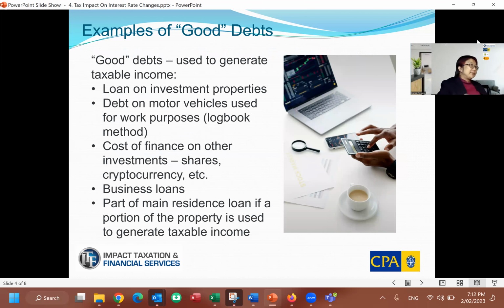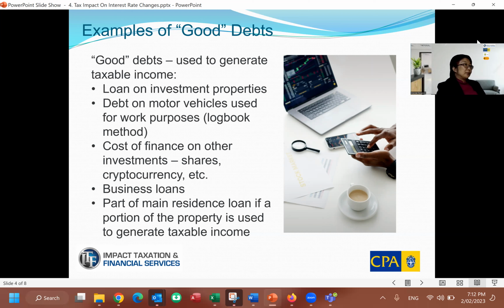Good debt is used to generate taxable income. That's why you can claim the interest as a deduction. A few examples: loans on investment properties, because you're earning rental income, which is taxable, so you can claim interest deductions. Debt on a motor vehicle used for work purposes: when you are using the logbook method, you can claim a portion of the interest as a deduction, depending on the logbook percentage. And cost of finance on other investments, for example shares, cryptocurrency, etc.